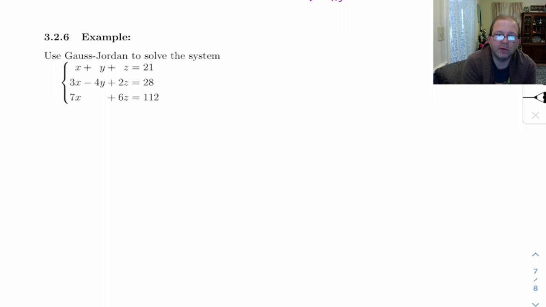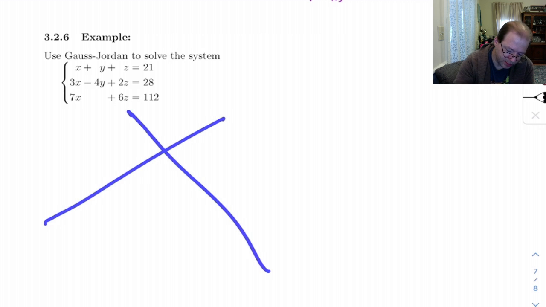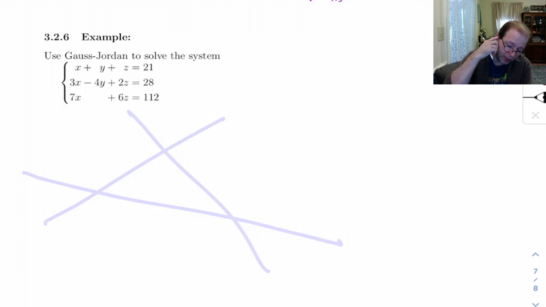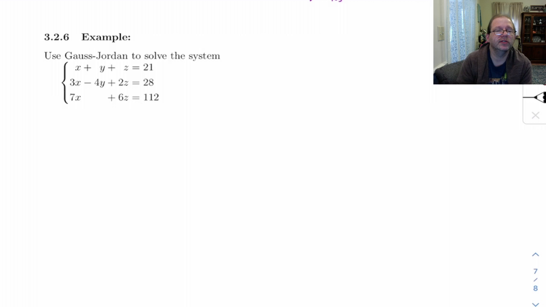Just looking at this one right off, I can tell no two of those planes are parallel to each other. But that doesn't really tell me anything about how many solutions they have. They might all meet in a line. They might do this number where they don't have any common points, or they might have a unique solution. So let's use reduced row echelon form to solve it.